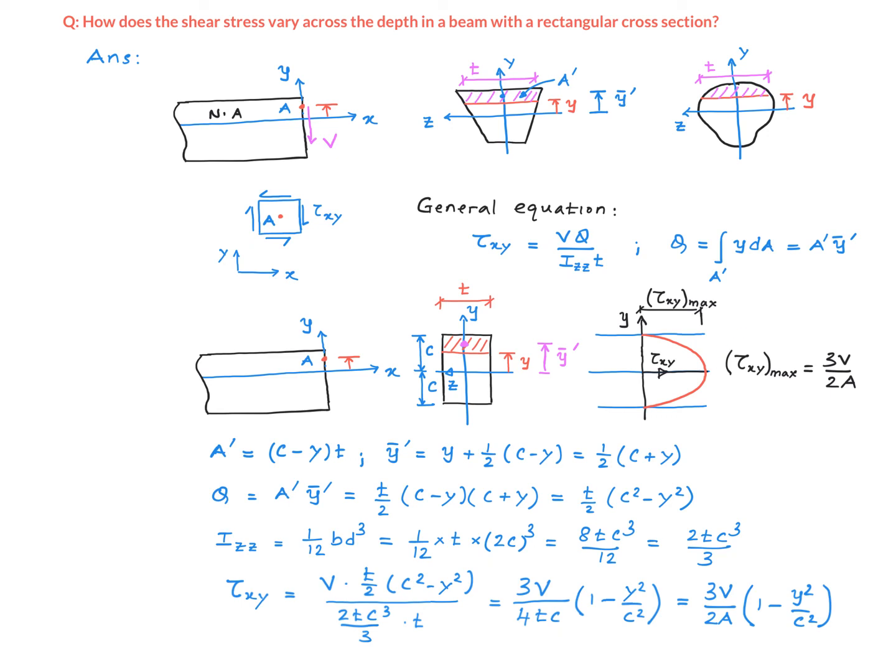How did I find that? Well, all you have to do is to substitute 0 for y in this equation. So the second term drops, and therefore the maximum value of tau xy from this equation is 3V over 2A. So here you have it. This is how the shear stress due to a shear force V varies across the depth in a beam with a rectangular cross-section.